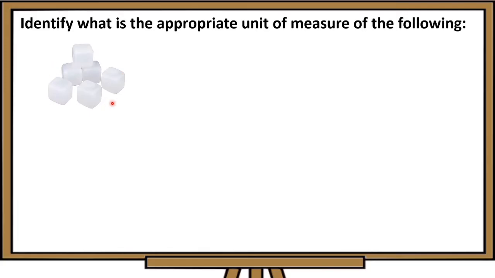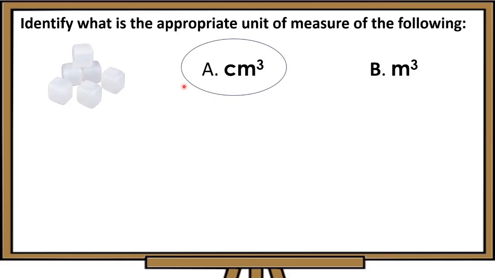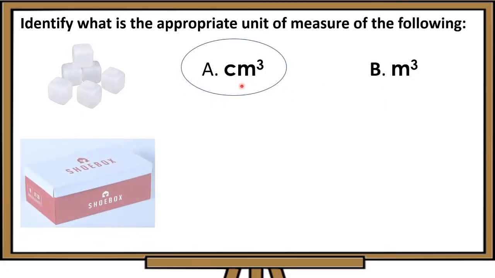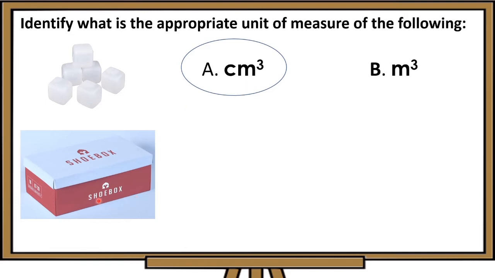Next, we have a ice cube. Letter A, cubic centimeters. Letter B, cubic meters. What is your answer? You're right. Is letter A, cubic centimeters. And then the last one, we have a shoebox. Letter A, cubic feet. Letter B, cubic inches. What is your answer? Great! Is letter B, cubic inches.